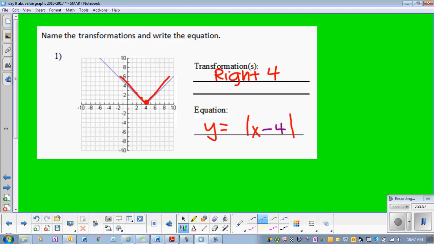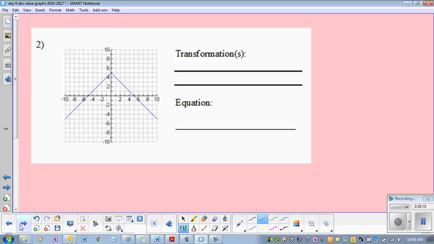Does anything need to go on the outside? Did it move up or down? And it didn't flip. It didn't stretch it. It didn't make it narrower. It didn't make it wider. So good. That's it. That's all you're doing. Okay? Timon, you okay with that? Yeah. All right, let's try the next one.